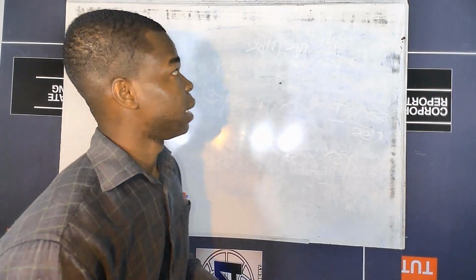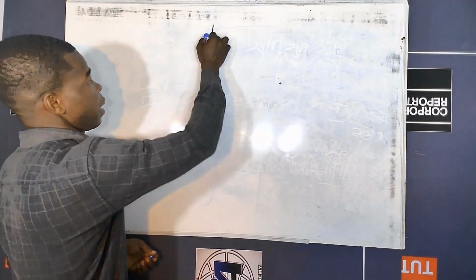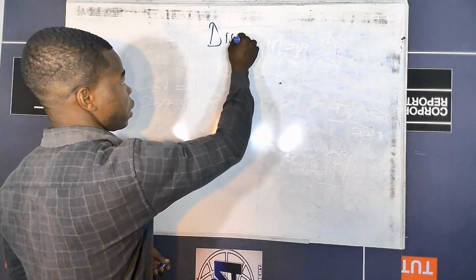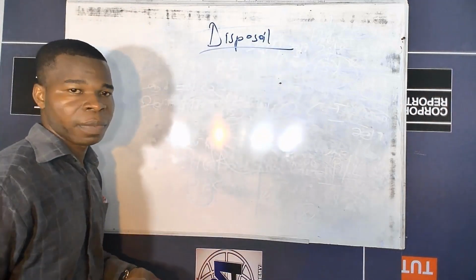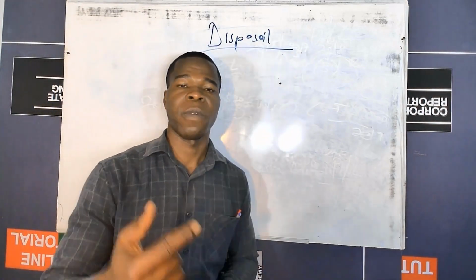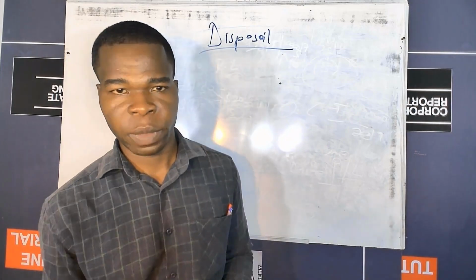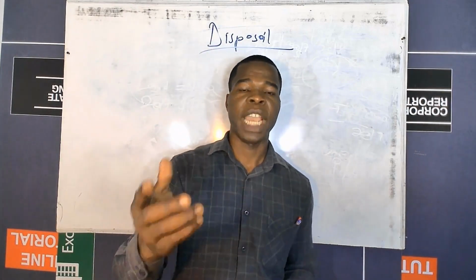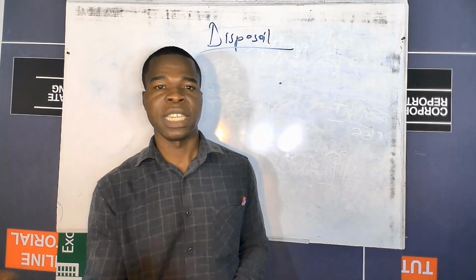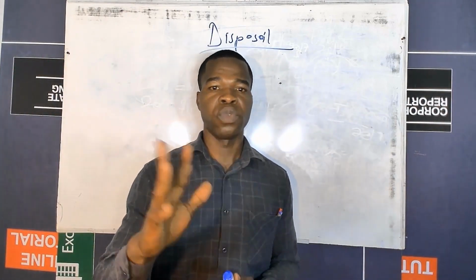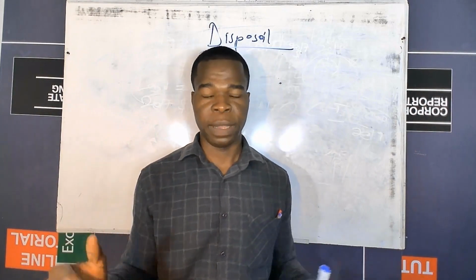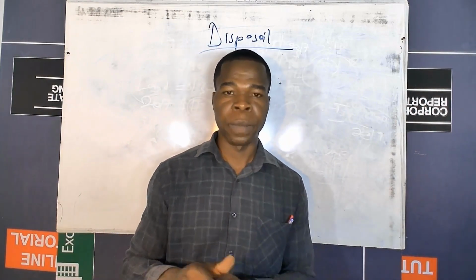So I think the last thing we are supposed to look out for is disposal: how to account for disposal in case it falls due. Sometimes an item of PPE will be disposed of from the books of account, and you'll be required to determine whether there is a disposal gain or a disposal loss. We have two ways of doing this. I'll show you both methods of accounting for a disposal gain or a disposal loss.